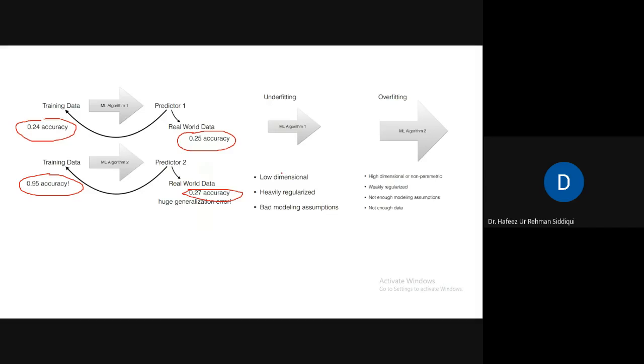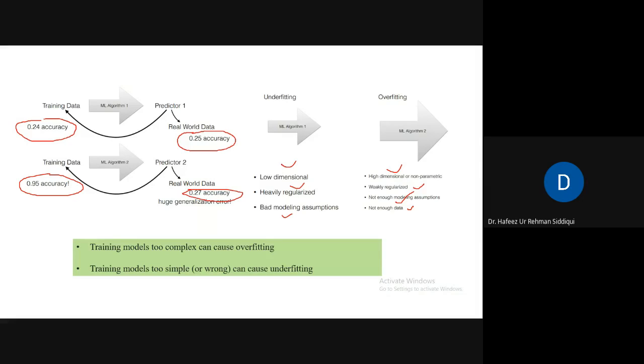Underfitting has low dimensionality, heavy regularization, bad model assumptions, while overfitting has high dimensionality or non-parametric models, weak regularization, weak generalization, not enough modeling assumptions, not enough data. Training a model too complex can cause overfitting. If you train your model too much, it will become complex and will overfit. And if you make your model simple, it will result in underfitting. So you have to be in between these two.